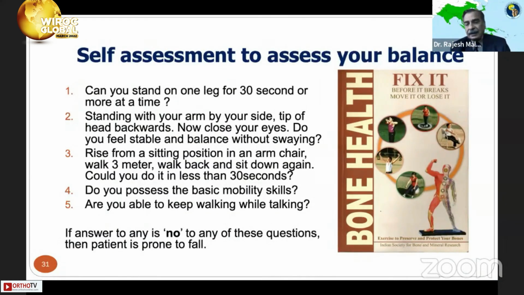And accordingly, we have advised one self-assessment to assess the balance. And one interesting thing about that, which was described by Tinetti, is "stops when he talks." So if a person is unable to keep on talking while walking, he's at high risk of fall.